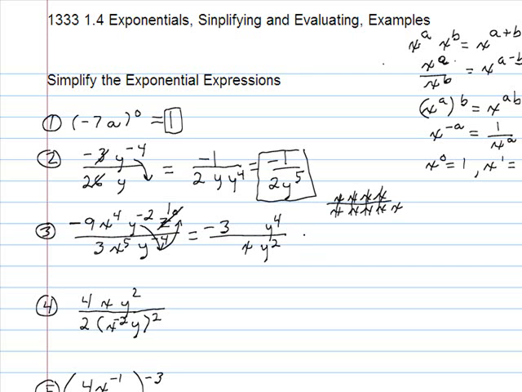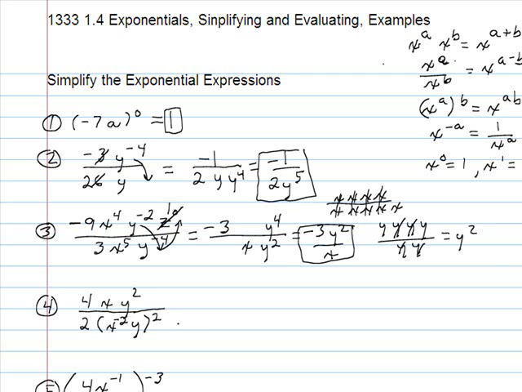Well, how about the y to the 4 over y to the 2? That's y, y, y, y over y, y. Sounds like a rock and roll song. These y's cancel, and you end up with just 2 y's, or y squared. So our final answer is negative 3 y squared over x. A whole lot simpler than what we started with.